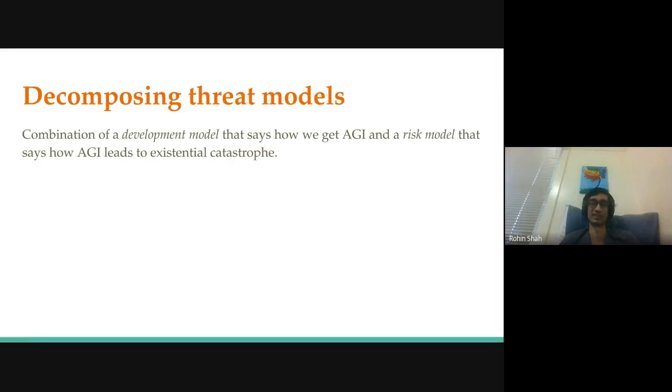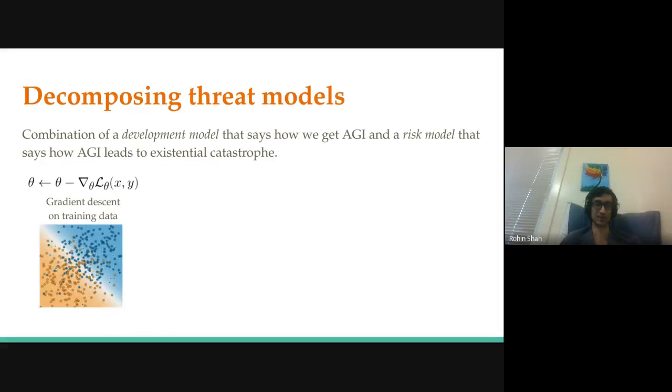And then we also have a risk model that says, all right, now we have powerful AI systems, and we need to say how these AI systems do bad things and lead to an existential catastrophe. I'm going to mostly focus on existential catastrophes here, mostly because I am thinking about long-term effects on the far future. And X risk seems like the most important of those to focus on.